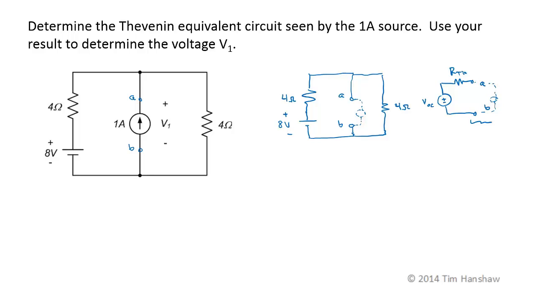So we need to find two things, the open circuit voltage and the Thevenin resistance. Those are two separate problems. I think I'll do the Thevenin resistance first. So RTH. I kill the sources, so I have this 4 ohm resistor. A voltage source, when I kill it, becomes a short circuit. Here are my terminals, A and B, and another 4 ohm resistor.